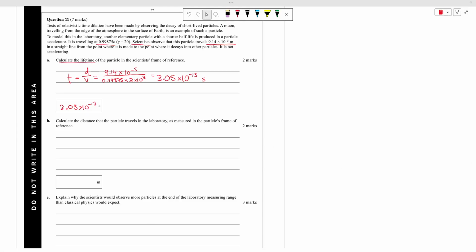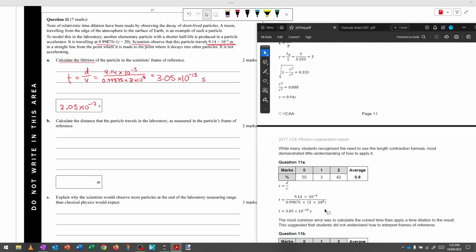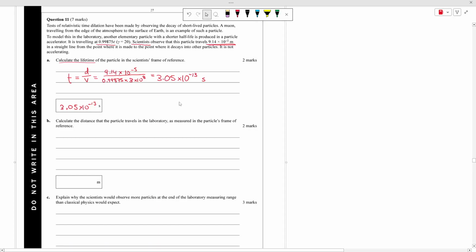All right, let's double check. Yep, there you go. Okay, so either again, you didn't know what you're doing, or you did. The most common error was to calculate the correct time and then apply a time dilation to the result. Scientists observe that the particle travels this length, calculate the lifetime in the scientist frame of reference. So we're not mixing reference frames here, so you don't need to do any time dilation or length contraction formula. This is purely just speed equals distance over time.